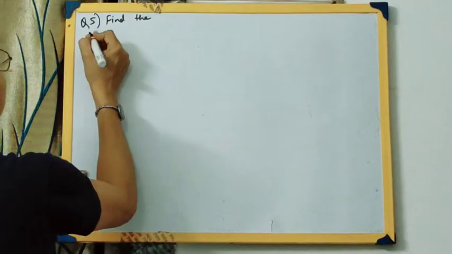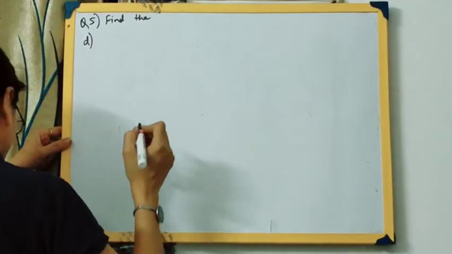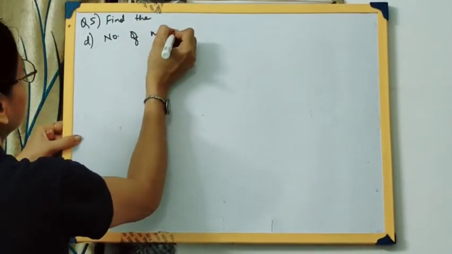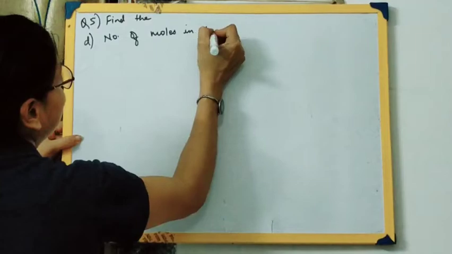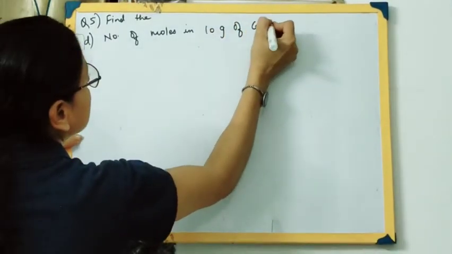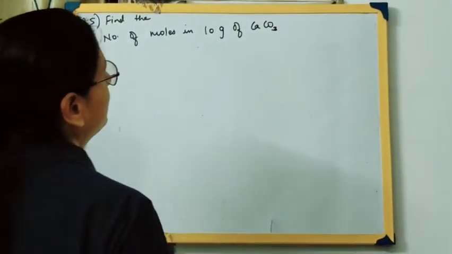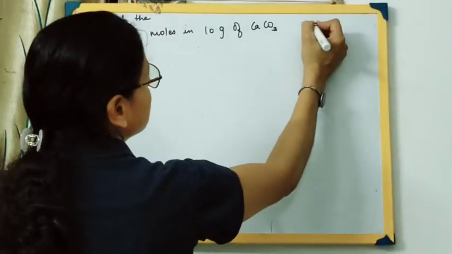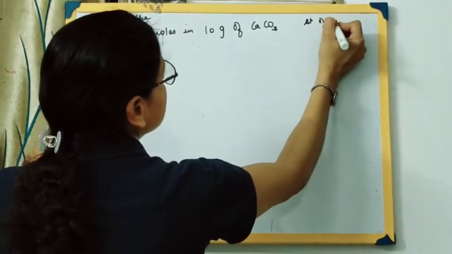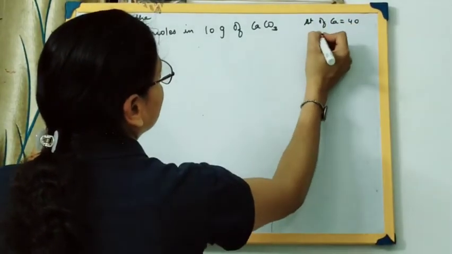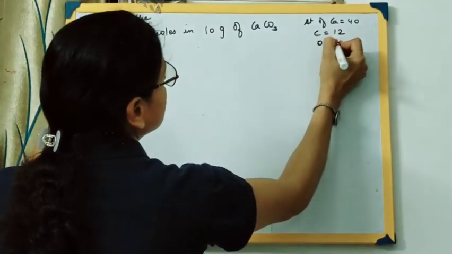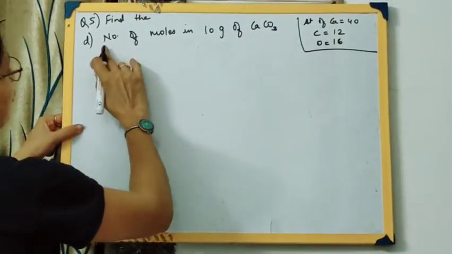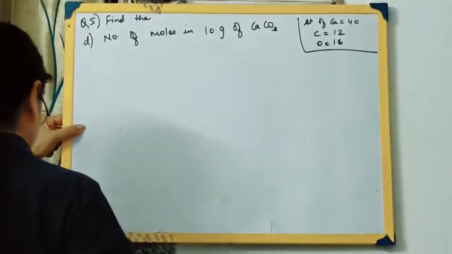Next sum, that is D: find the number of moles in 10 grams of calcium carbonate. Now it is not given in the book, but still let me tell you the atomic weights. The atomic weight of Ca is 40, carbon is 12, oxygen is 16. Memorize these atomic weights by heart. Okay. So we have to find the number of moles in 10 grams of calcium carbonate.